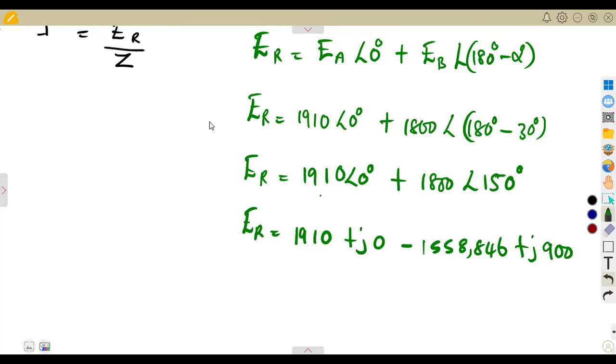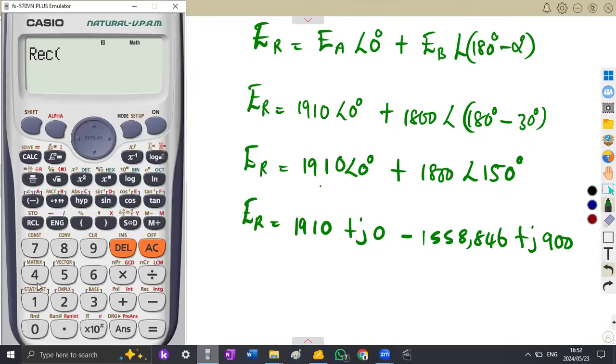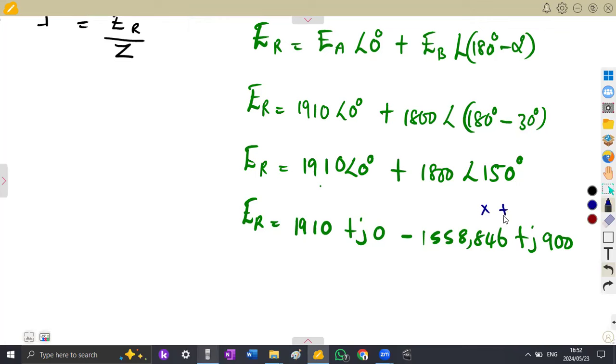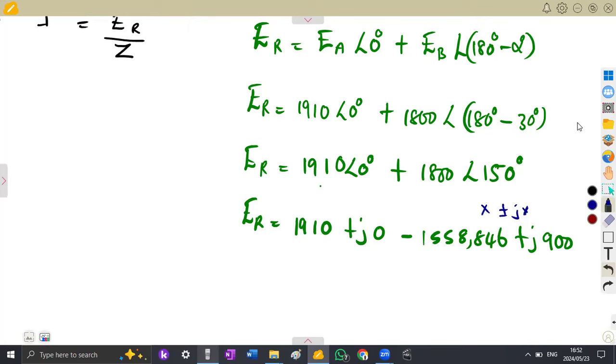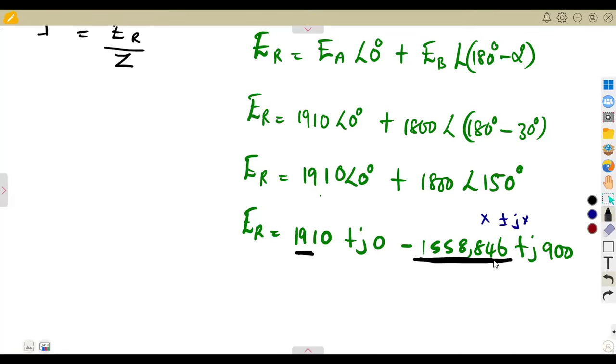Okay, guys, remember this rectangular. Shift this time to rectangular form. So 1,800, let's just take this one as an example, 1,800 at an angle of 150 degrees. Then the Y value, remember, in rectangular form, it's going to be X plus or minus jY. So with this, now we can be able to add. Remember, addition is much easier to deal with in rectangular form because all you need is to add the real part and the imaginary part on its own. So you're subtracting 1,910 minus this value. This was going to give us 351.154. Then 0 plus 900, that is j900.